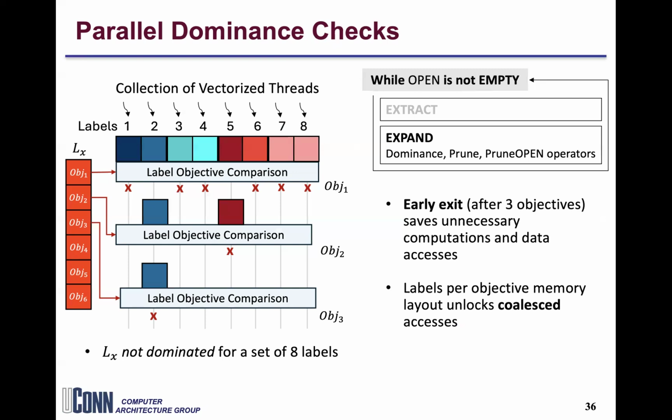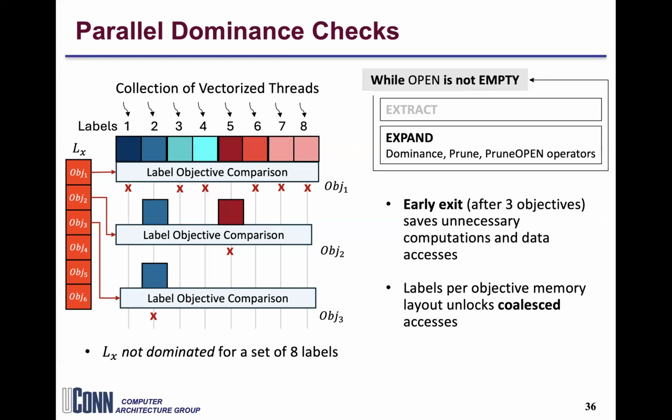So this early exit allows me faster processing, and we coalesce these labels on these vector lanes so that we can unlock parallelism at high locality, because what we do is we lay out labels per objective.